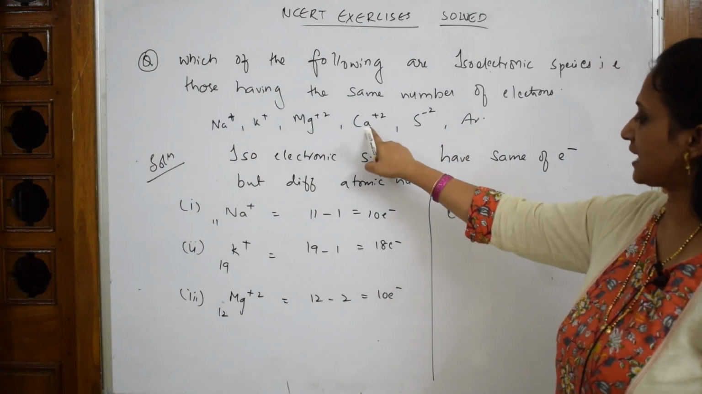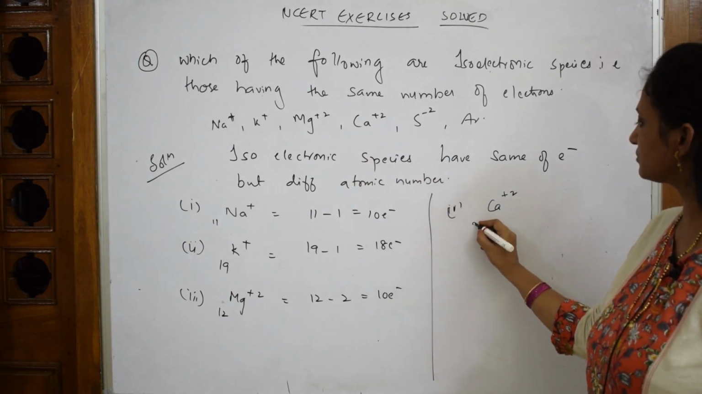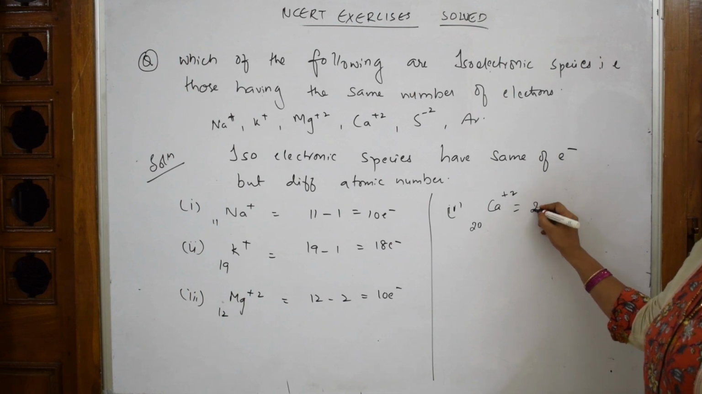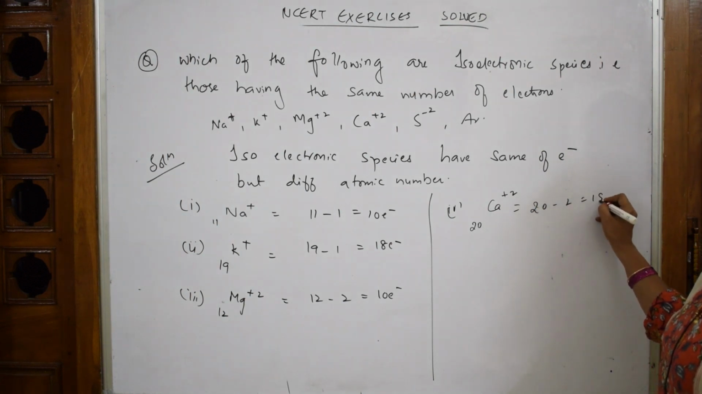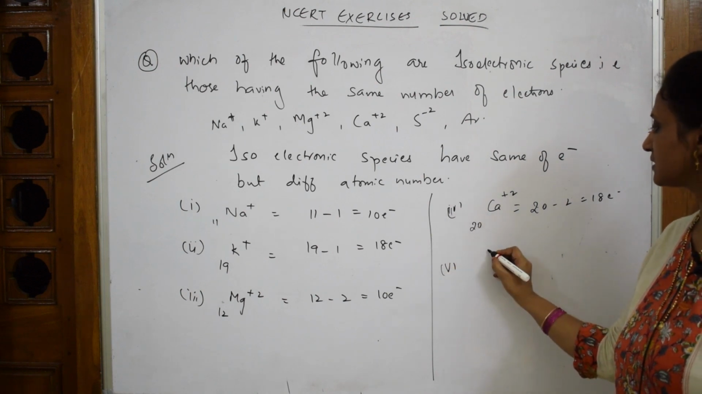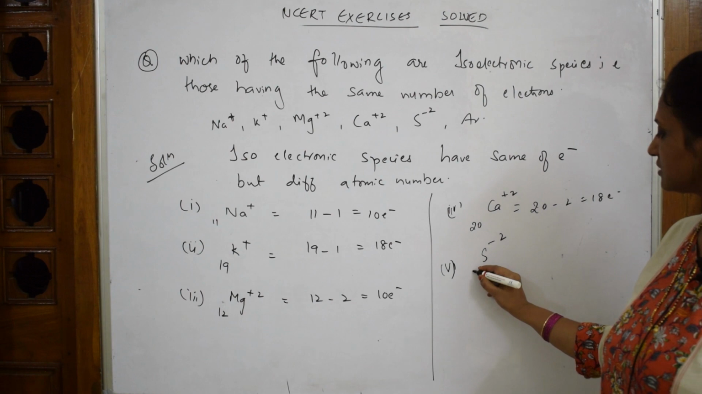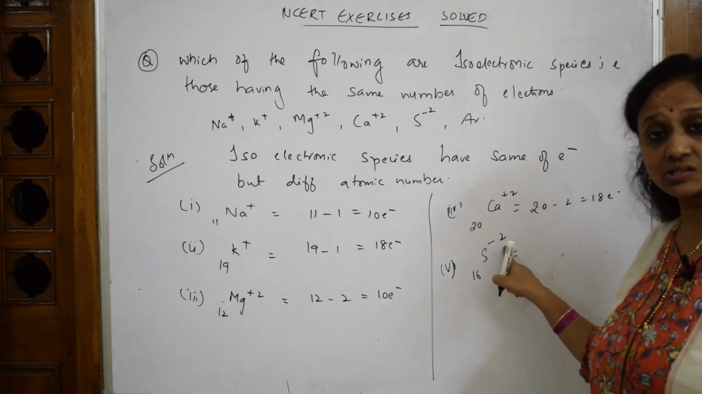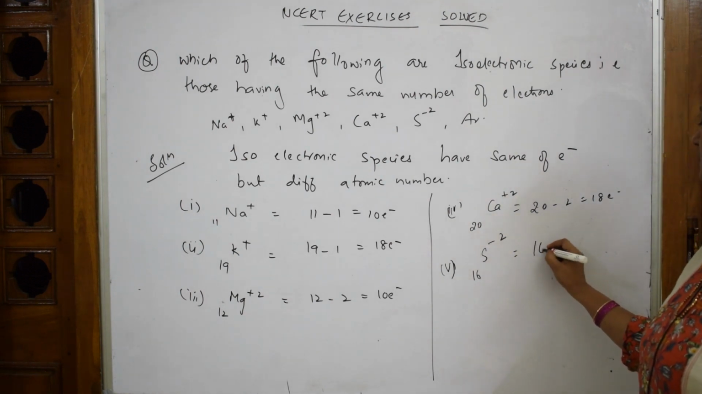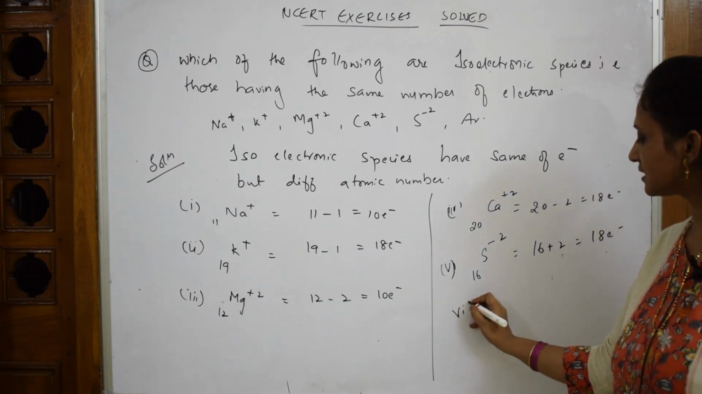Next set. Fourth one, calcium plus 2. Atomic number of calcium is 20, 2 electrons less. So 18 electrons. Fifth example, sulfur minus 2. Sulfur atomic number 16. Here there is an excess of 2 electrons. Remember that. 16 plus 2, this is 18 electrons.